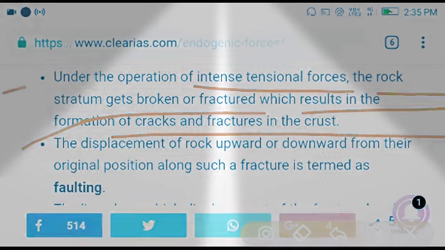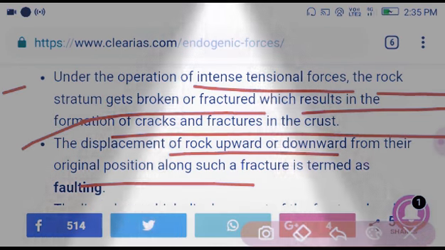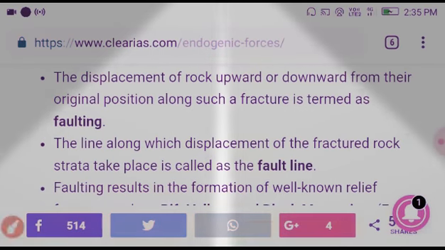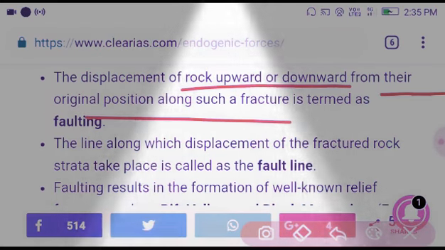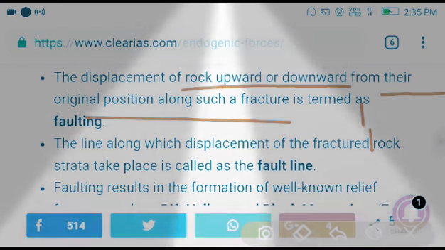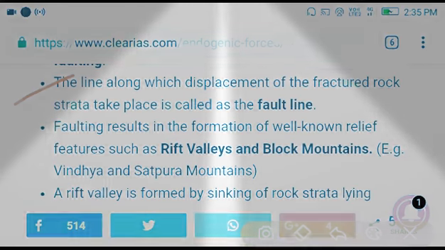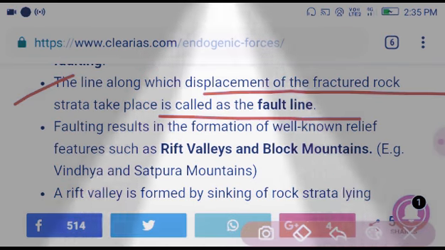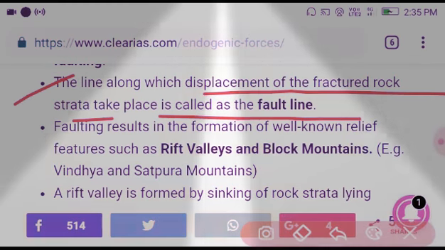The displacement of the rock upward or downward from its original position along such a fracture is termed faulting. The line along which the displacement of the fractured rock strata takes place is called the fault line.